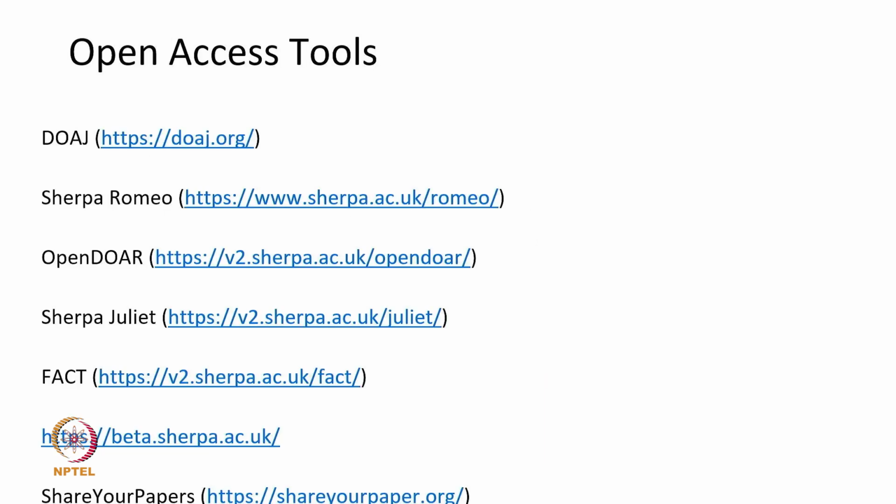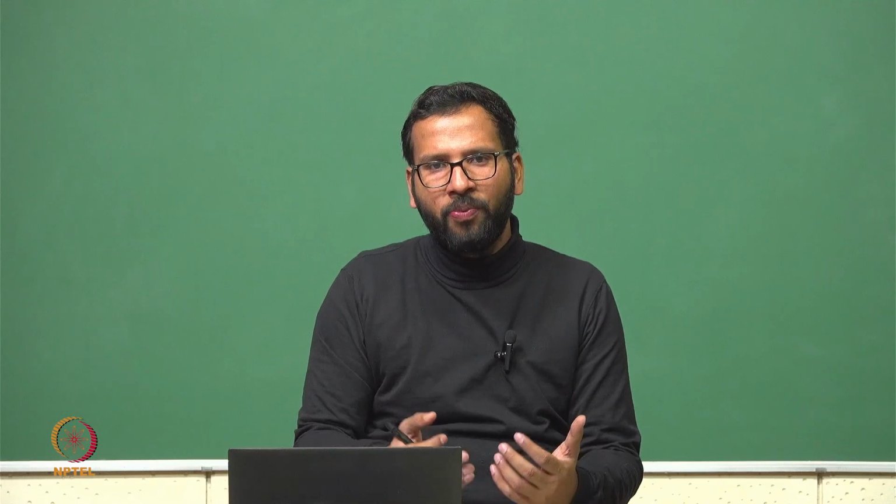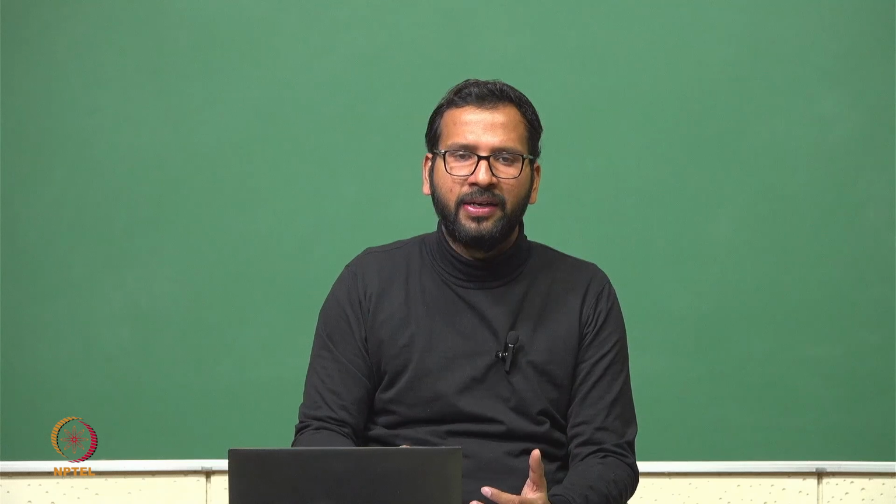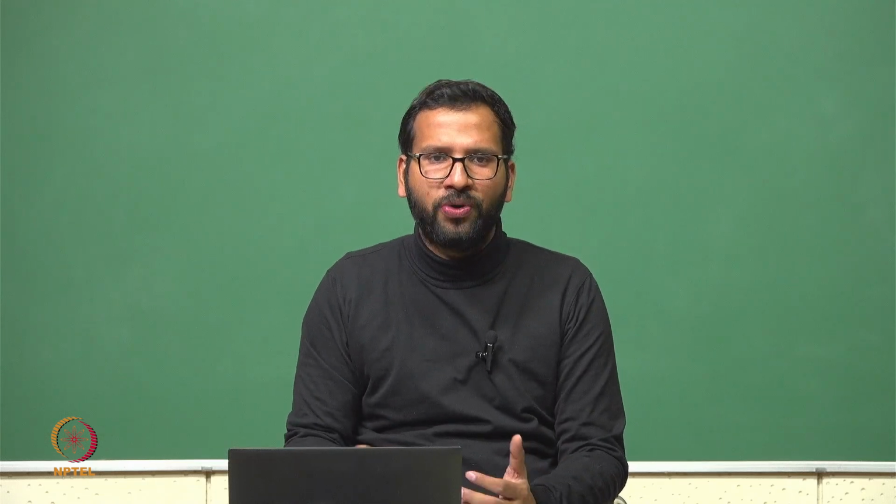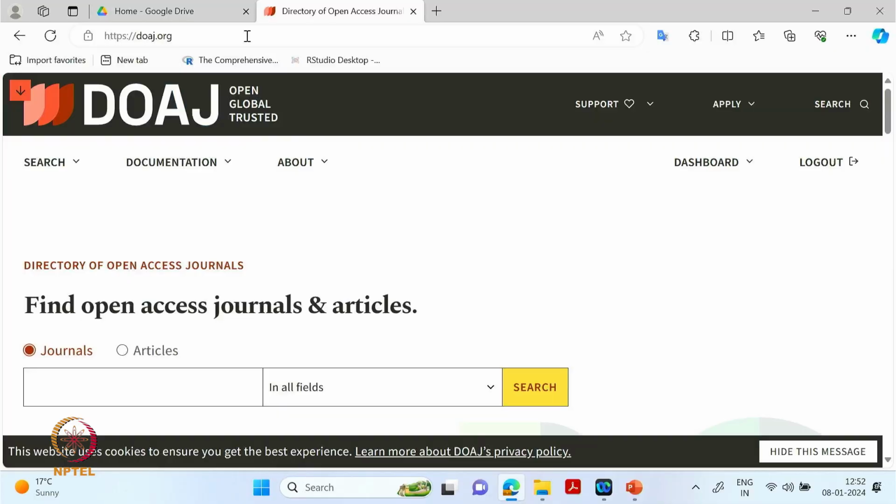So let us now see some of these open access tools which can be useful for finding the open access repositories and journals and their corresponding policies. Okay. So the first one in this category is DOAJ, which is the Directory of Open Access Journals. It indexes the open access journals published worldwide and provides comprehensive information about them.